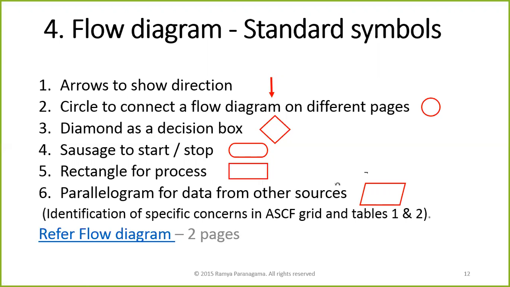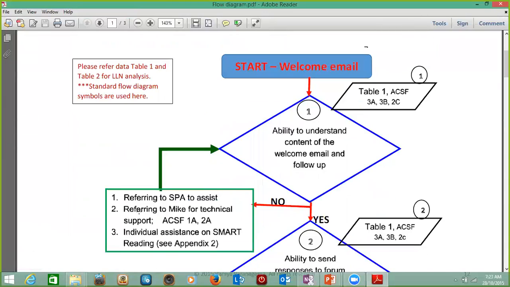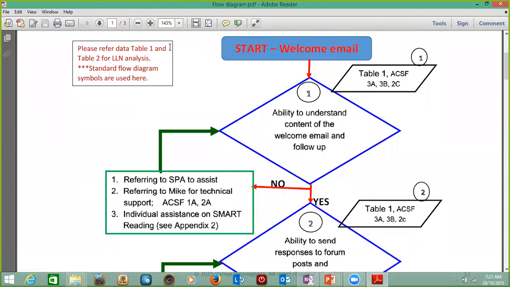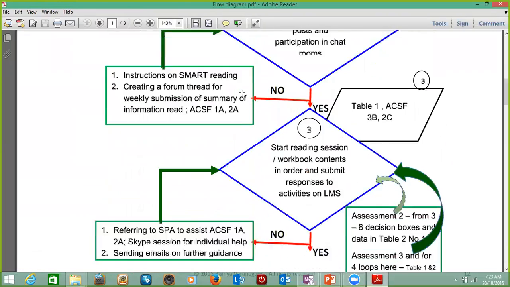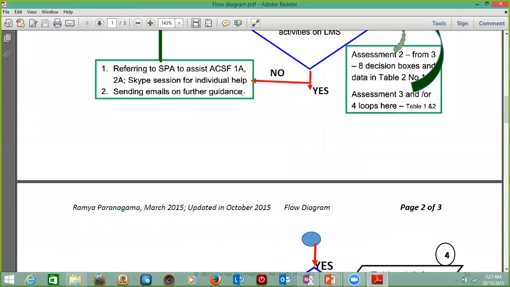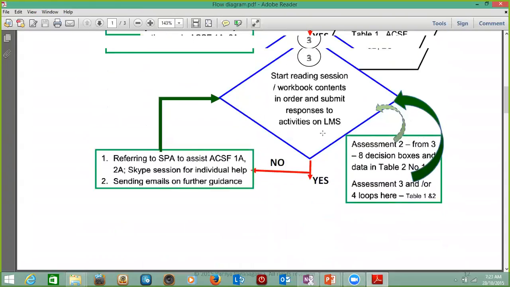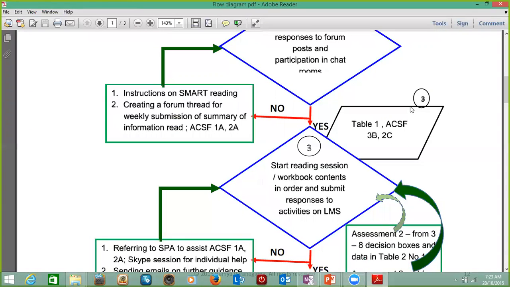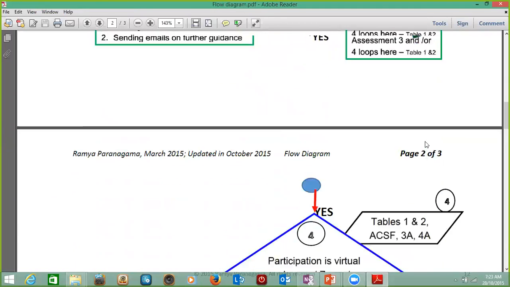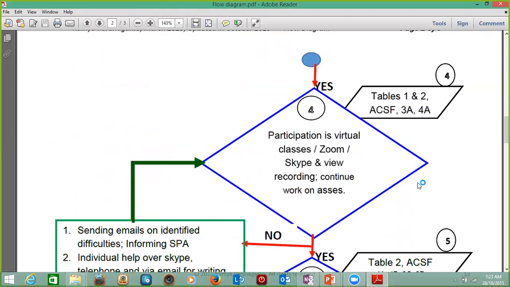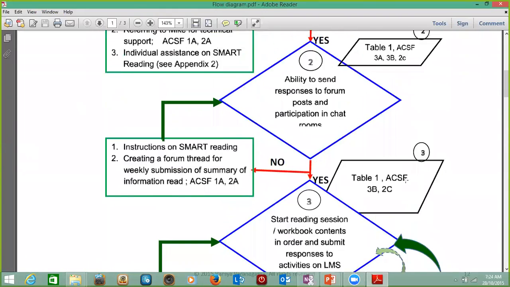So I'm going to take you now to the flow diagram. With the flow diagram, I start by referring to table 1 and table 2. Remember, the language, literacy and numeracy analysis. In my case, you can see I've got lots of diamonds here, right? And as it goes to the other page, I have a connector. You can see other data coming in, which uses a parallelogram. This parallelogram data is coming from those tables. It could be table 1, or tables 1 and 2, as I have indicated, to tell my story.